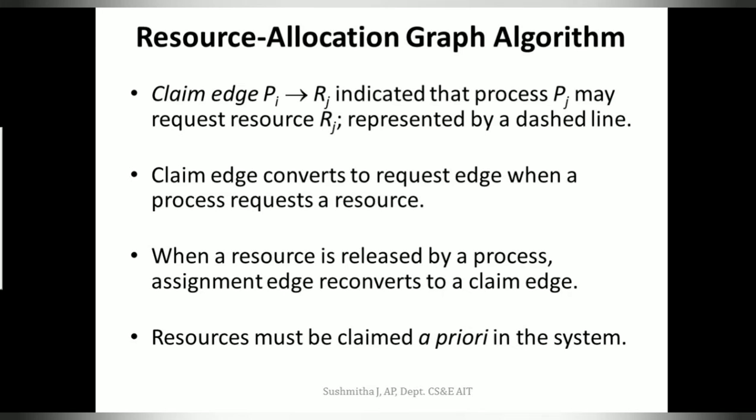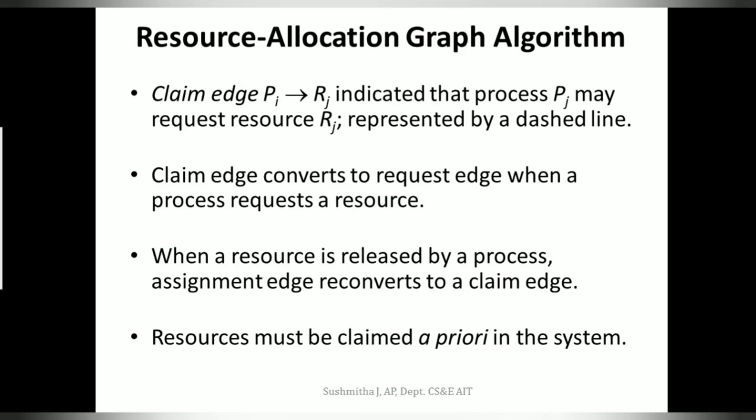So, resource allocation graph algorithm. This algorithm works only if the resource has a single instance of the resource type. Now what do I mean by the single instance of the resource type? If there is only one, that is if I have only one hard disk, one printer, one tape drive, probably I can be using the resource allocation graph algorithm to avoid the deadlock.